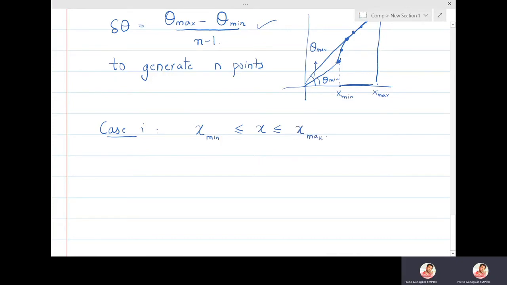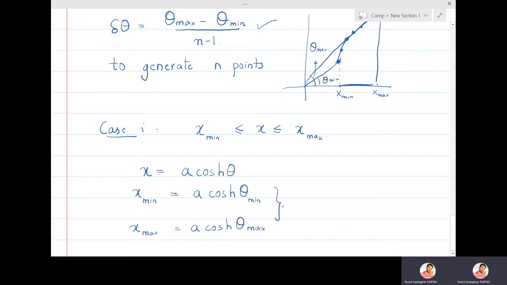And for the other case, for values of y, the value of delta theta will be different, right? Now we all know that x is equal to what? x is equal to a cosh theta. So what is the value of x min? x min must be a cosh theta minimum. What is the value of x max? Therefore, a cosh theta maximum.